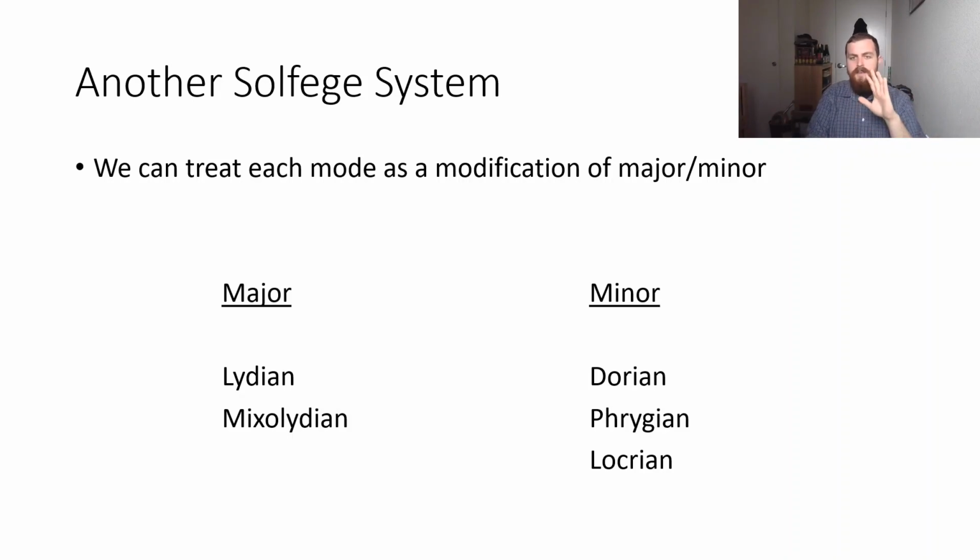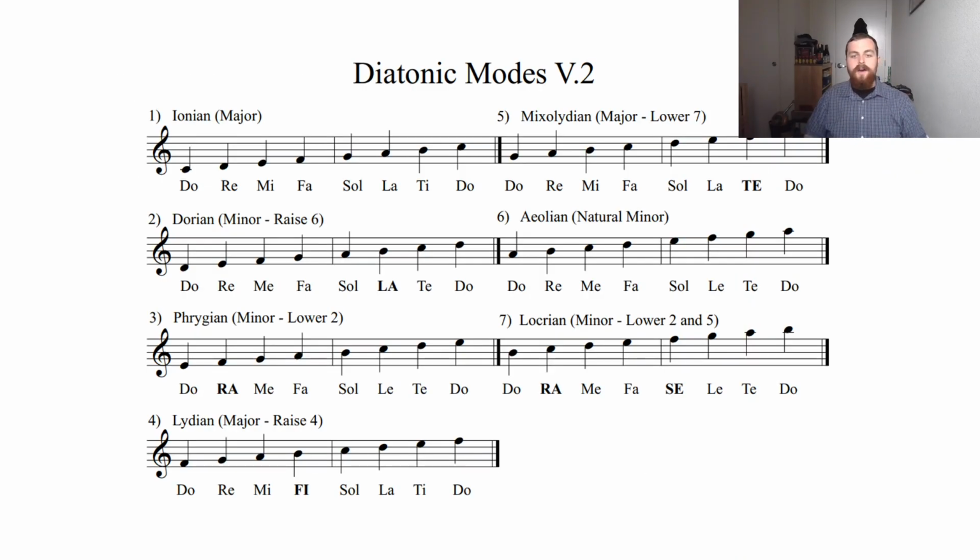Okay? So let's look at the same scales again, but with the new solfege system. Now, if the other one works for you, that's fine. I'm going to show you both. You only have to pick one to be proficient at. Okay? Not a big deal. So here we go. I'm giving a little bit more description here. So you can see that Ionian is major and Aeolian is natural minor.